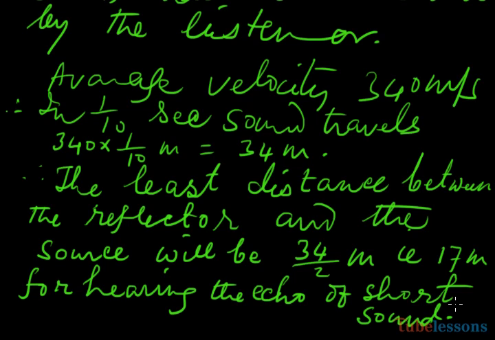And this is for short sound, this is for momentary sound, but for articulate sound it will be greater. As the persistence of hearing for articulate sound is 1/5 second, the minimum distance will be double, that is 34 meters. For hearing the echo of monosyllabic articulate sound, minimum distance will be 34 meters. And for disyllabic articulate sound, it will be 68 meters, trisyllabic 34 into 3, 102 meters, etc.